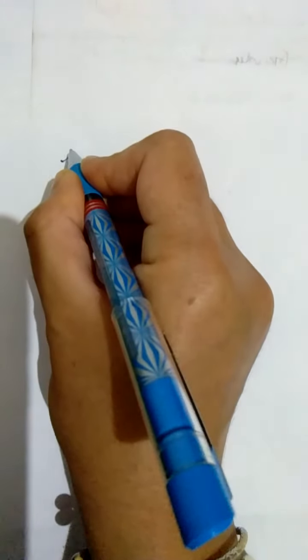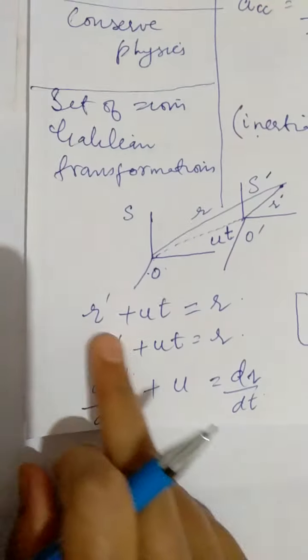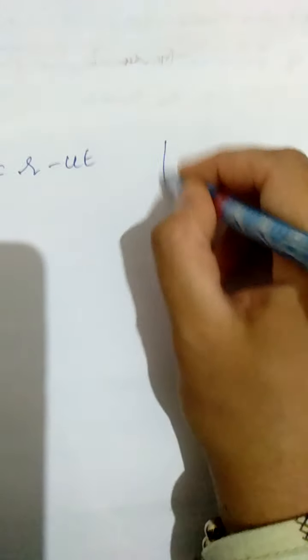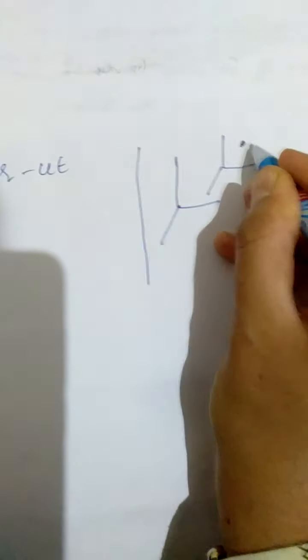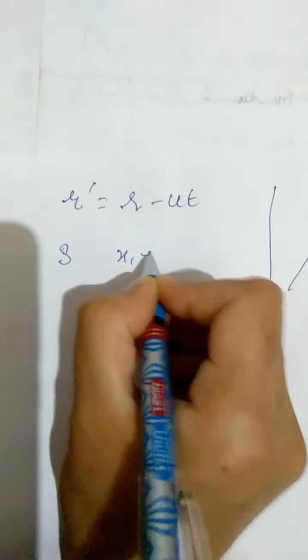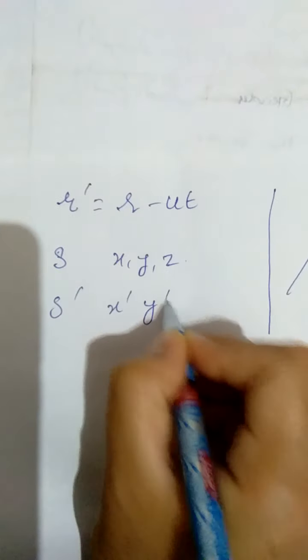So we can move to the next page. What did we write? We wrote that r dash is equal to r minus ut. I'm talking about this equation, that r dash is r minus ut. From here you can pick the components of, for example, if this was the point and its coordinates in S are x, y, z, and the coordinates of the same point in S dash are x dash, y dash, and z dash.